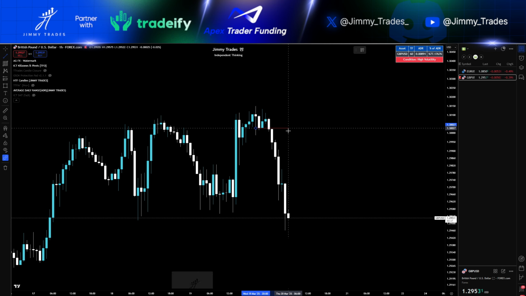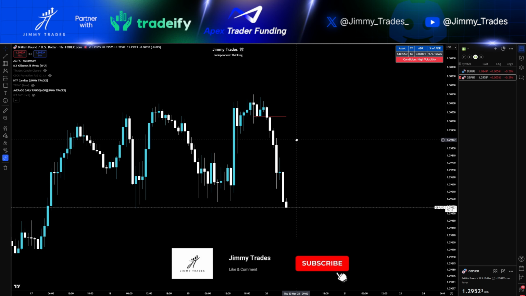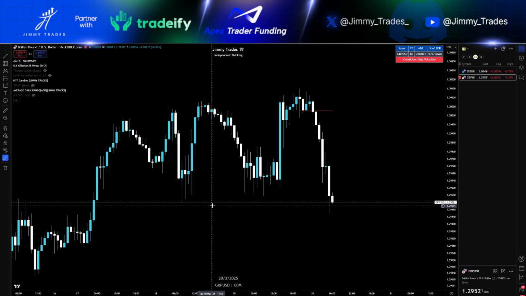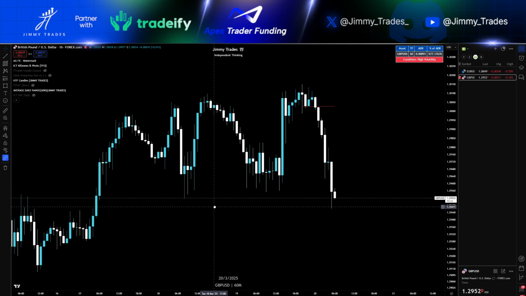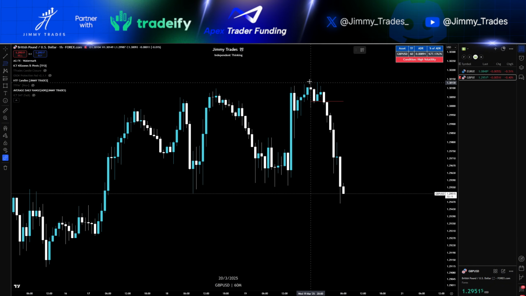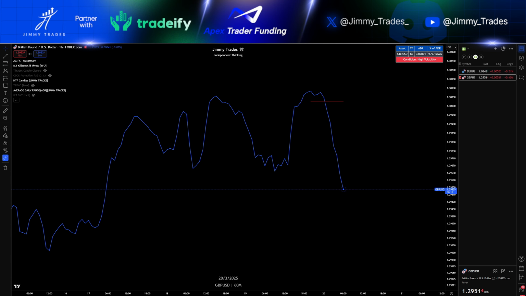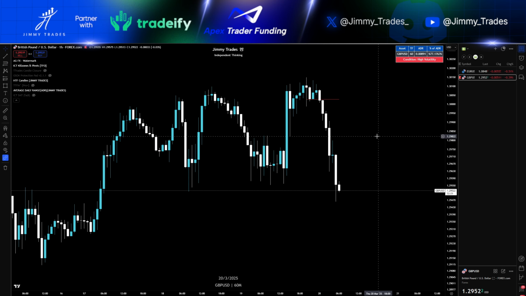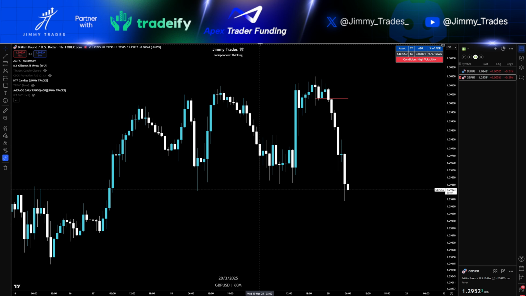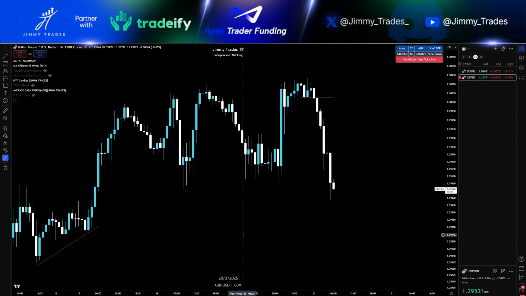Change in the state of delivery. Multiple legs of displacement here. We've now swept out all of these lows and we're into an hourly bullish FVG. Low resistance liquidity could be our draw.